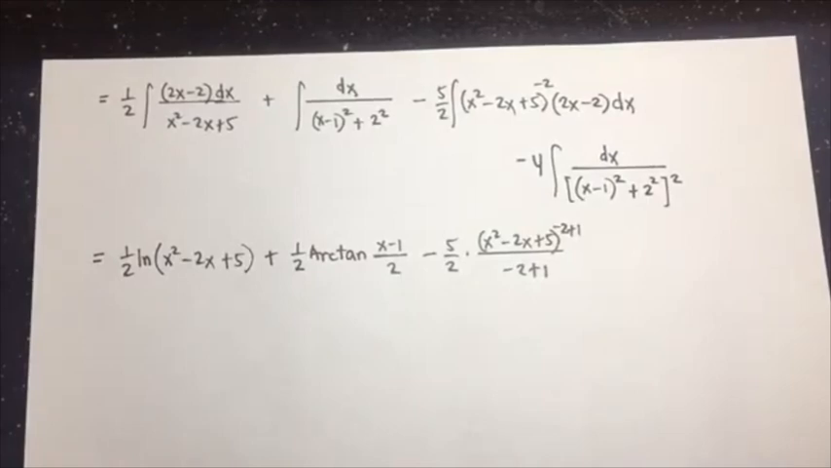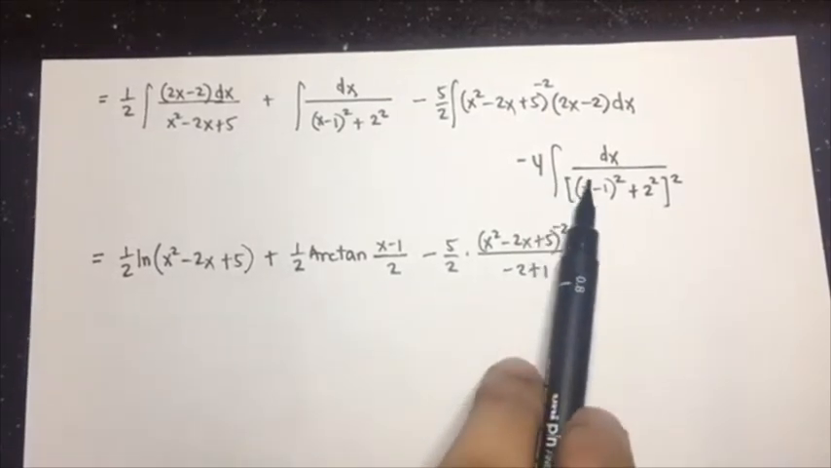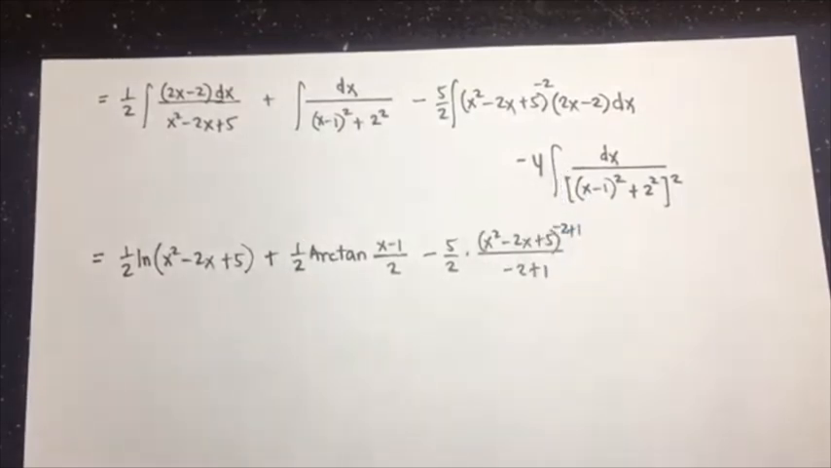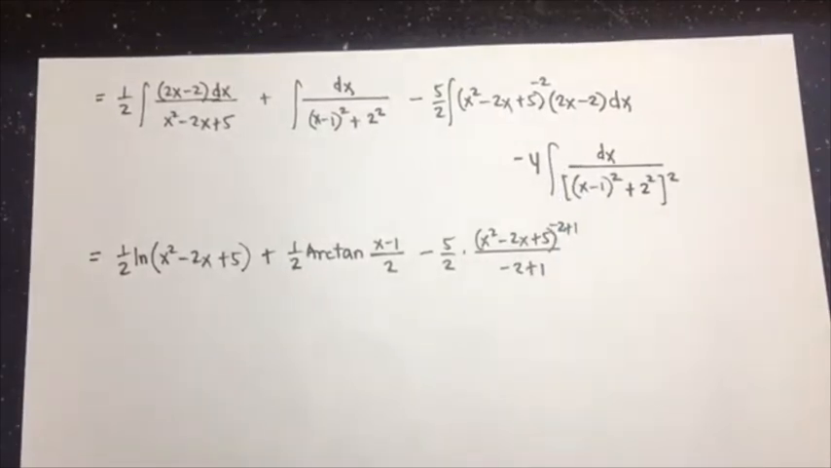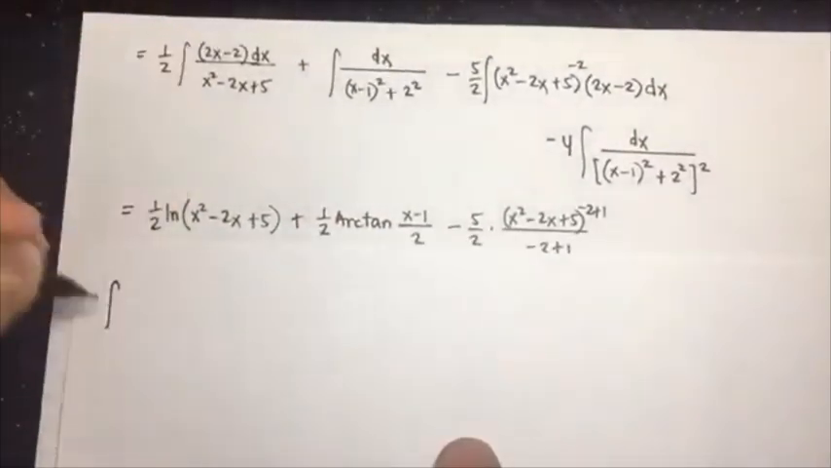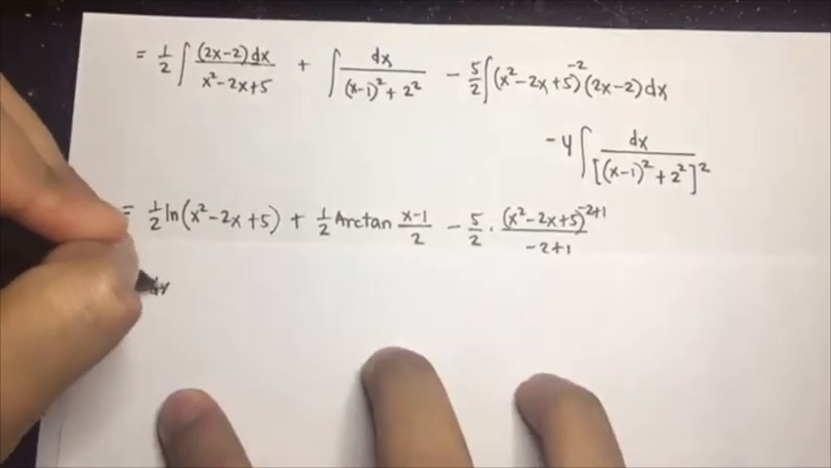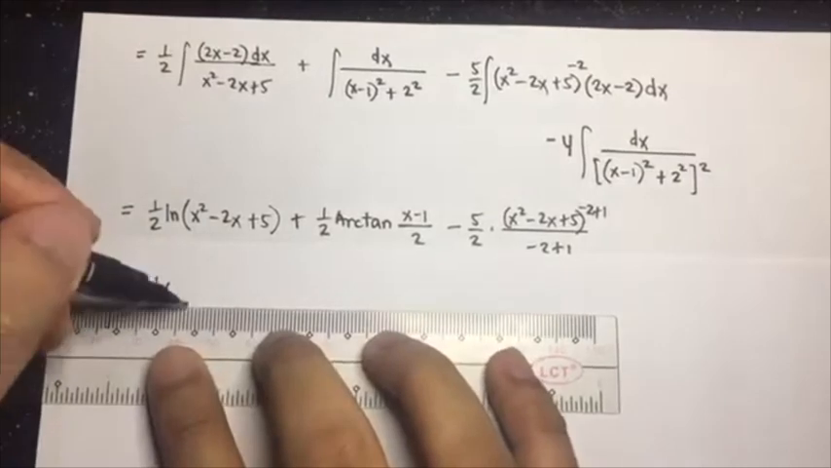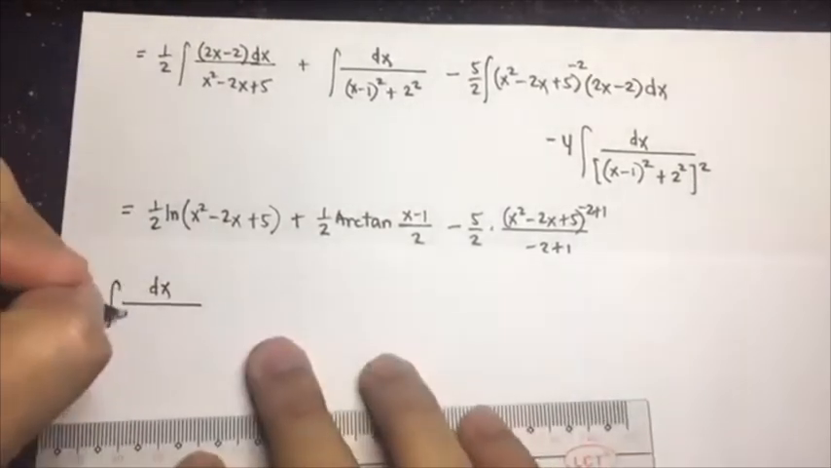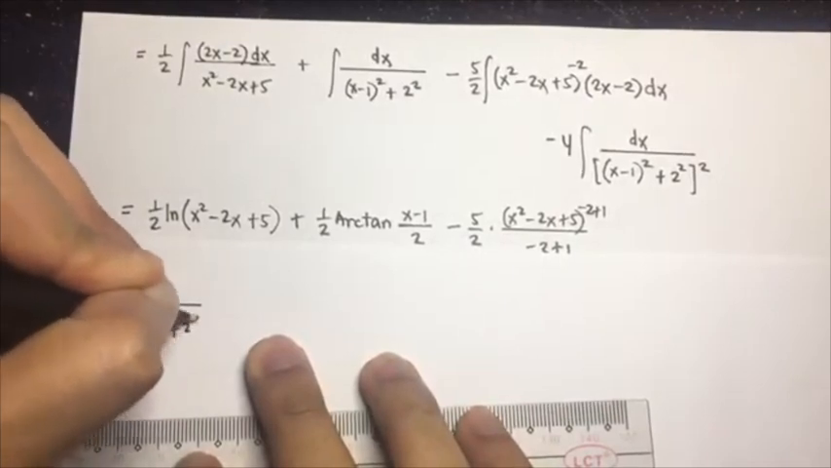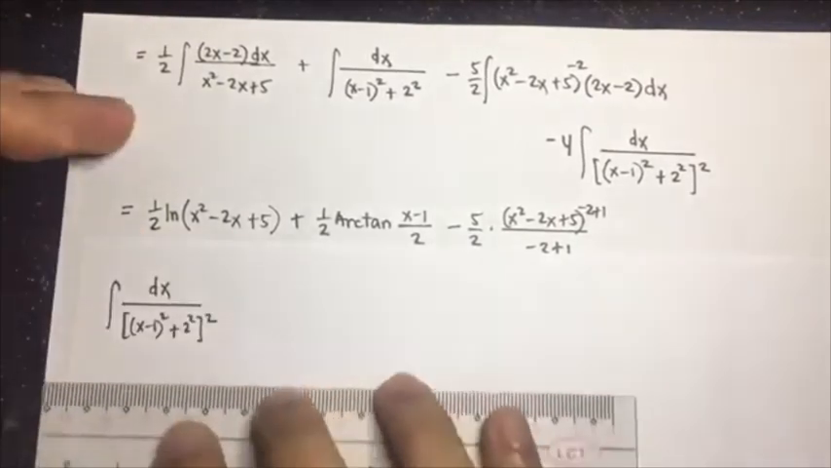Okay, so the last term can be integrated using trigonometric substitution, so we'll do it on a separate sheet of paper. So we will integrate dx over (x minus 1) squared plus 2 squared, all squared.